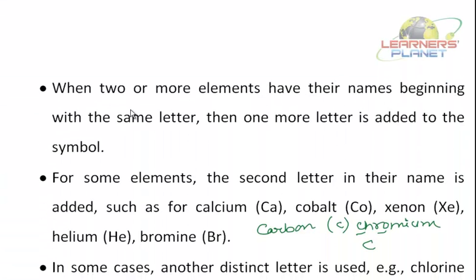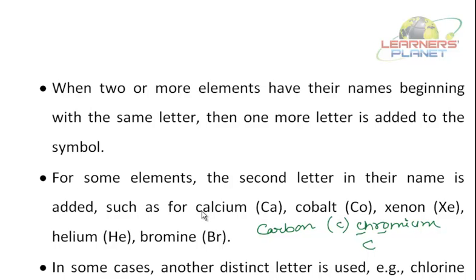See this, when two or more elements have their names beginning with the same letter, then what are you going to do? Then one more letter is added to the symbol. For example, for some elements the second letter in their name is added, such as for calcium, cobalt. See, both are beginning with C. But you can't use C for both the elements.